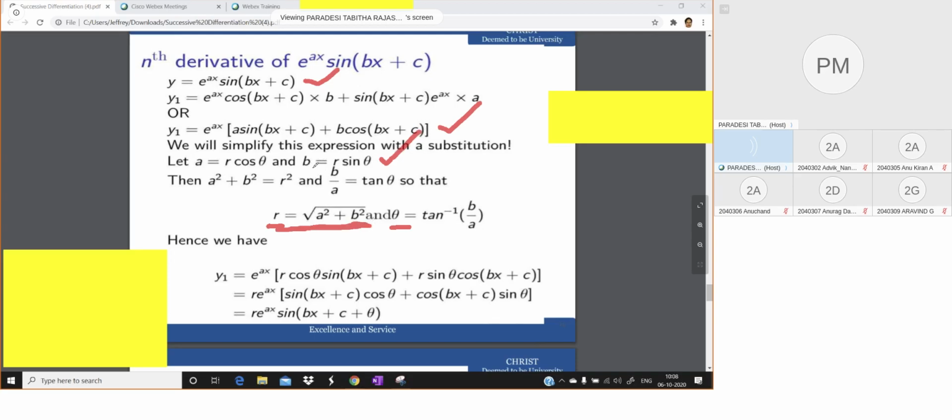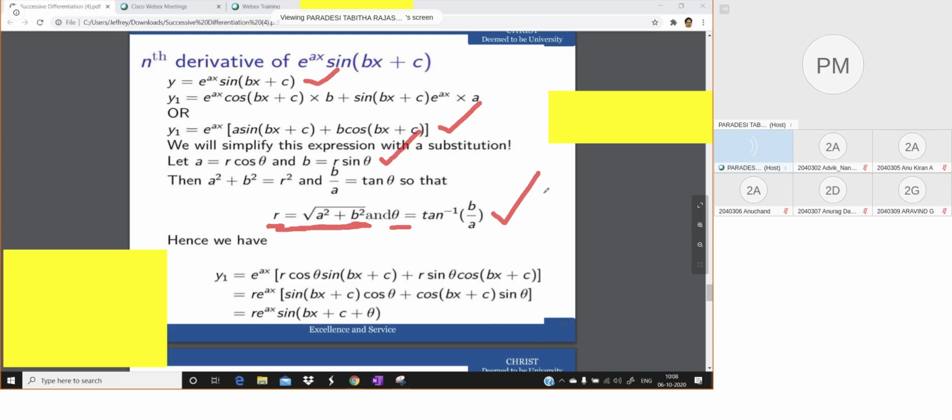And what about b by a? When I do b by a, what do I get? I get r sine theta by r cos theta. R will get cancelled. So sine theta by cos theta, which is nothing but tan theta. So if b by a is tan theta, what is theta? Is theta tan inverse b by a? Okay, any doubt till here? Any repeat till here?